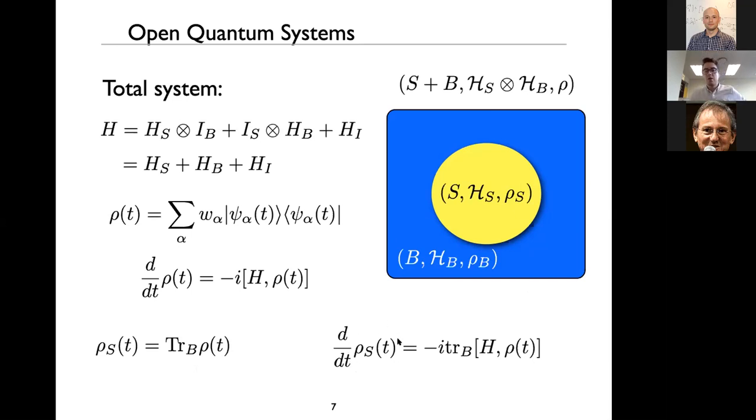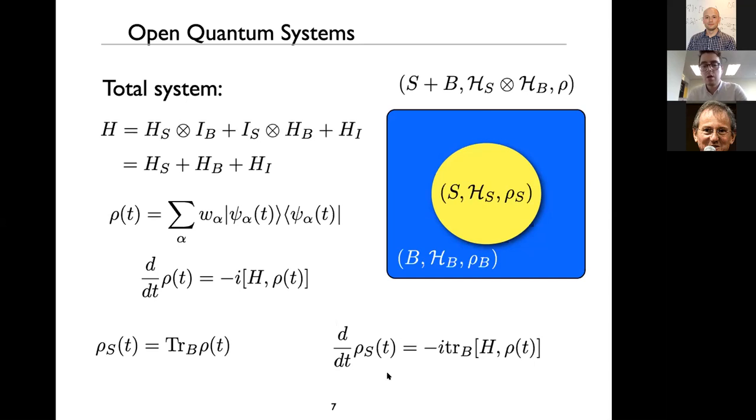At this point, you could maybe say, okay, we now have a very general equation of motion for this reduced density matrix. We basically have a general description of open quantum systems. While that's formally true, unfortunately, this equation of motion is often extremely complicated to describe. Ideally, what we would like to have is an equation of motion for this reduced density operator, which we can solve either analytically or numerically to tell us how it evolves in time.